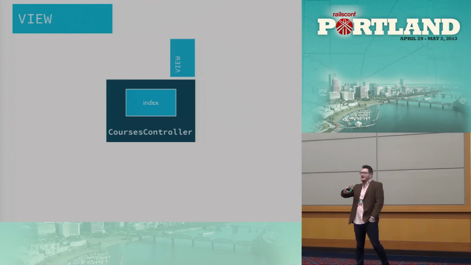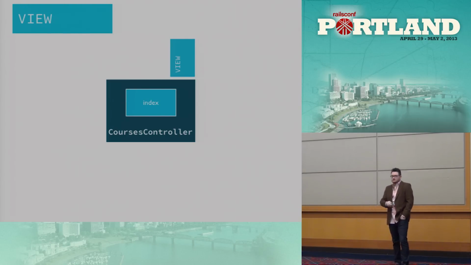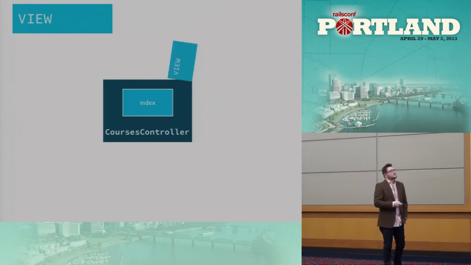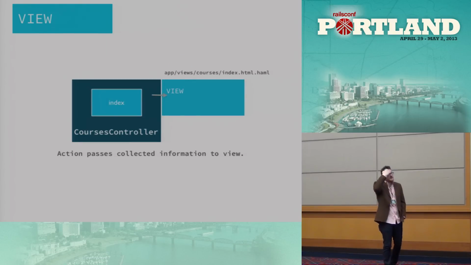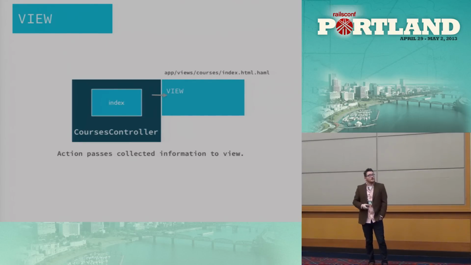So at that point, we've collected our data. And we are ready to have a view render. In this particular case, because of the conventions of Rails, we would be looking for a view in this location, the index.html HAML, because of the way we have our app configured. It could be ERB, it could be any number of things.